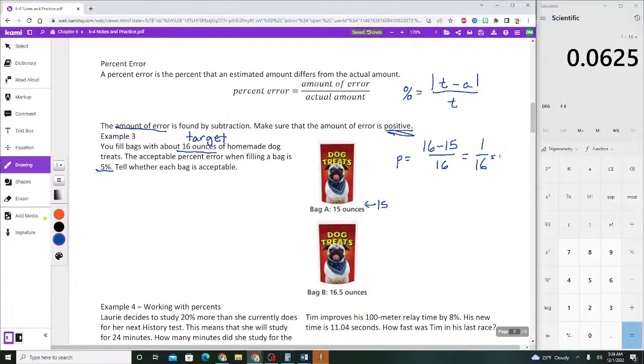That gives us 0.625. If we take 0.625, multiply that by 100, we get 6.25%. This is unacceptable.